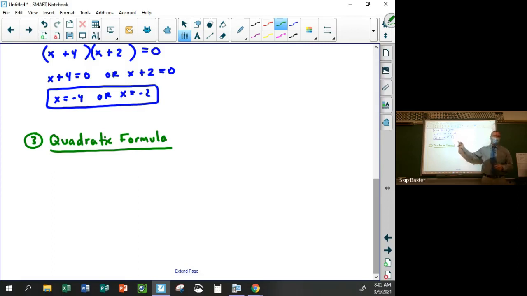So the factoring method won't work if it's not factorable, right? It doesn't work all the time. It's probably the best way to do it if it does factor, but sometimes it doesn't factor. So then you have this other method, the quadratic formula. Does anybody remember the quadratic formula?